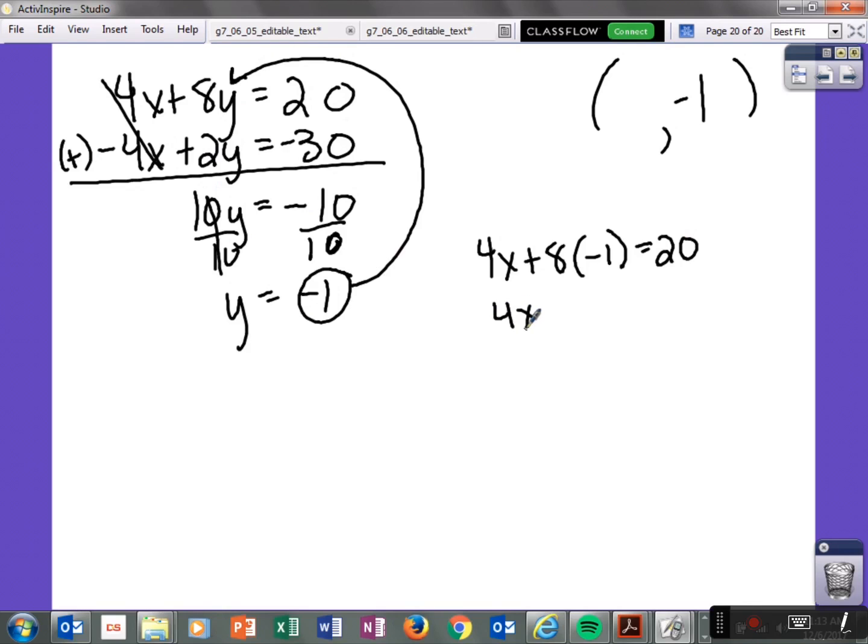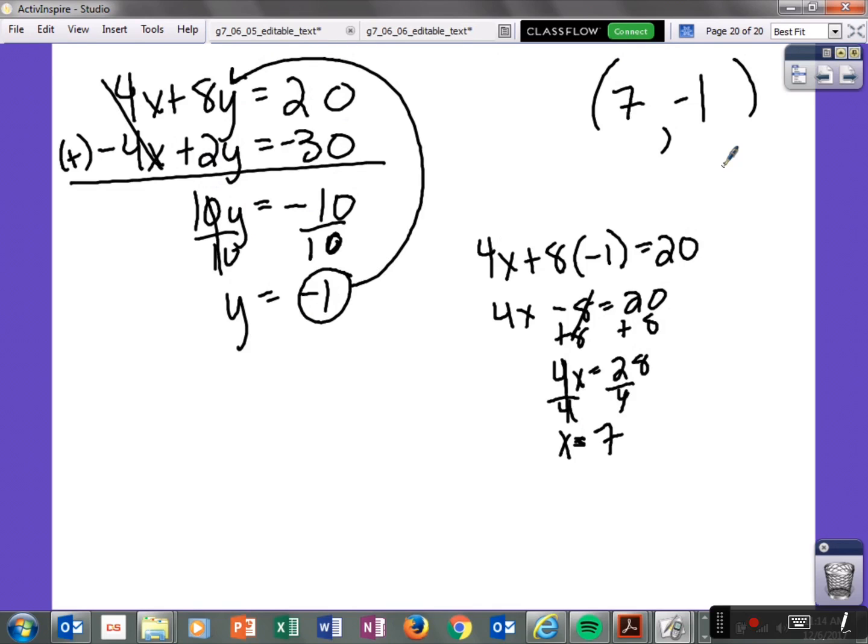What's 8 times negative 1? Negative 8. Then we do what? You add the 8. So 20 plus 8 is 28. And then finally we divide by 4. And what is 28 divided by 4? 7. Okay. Now we have our full answer. 7 comma negative 1. Any questions? I think I got it. Be specific. Don't say all of it.